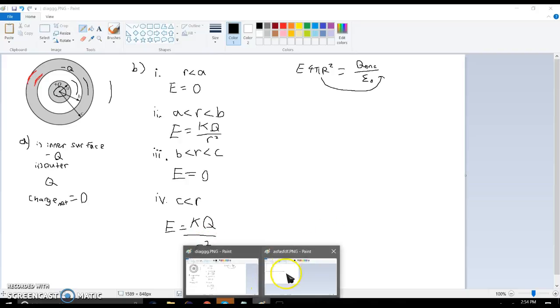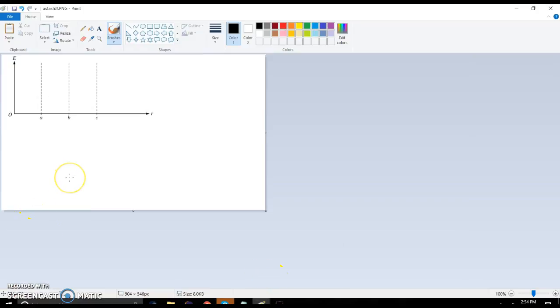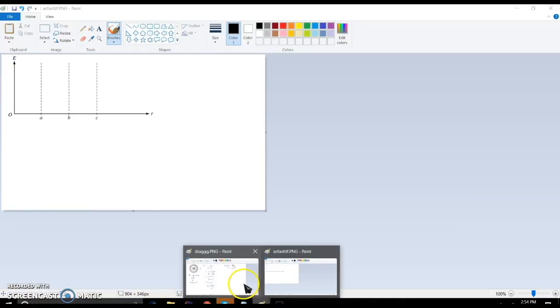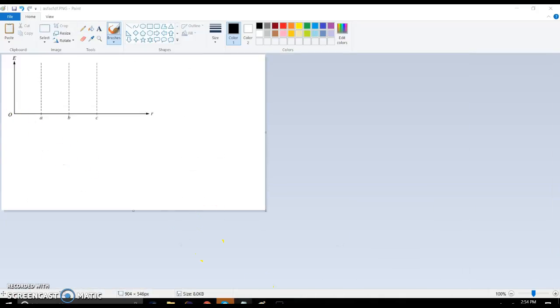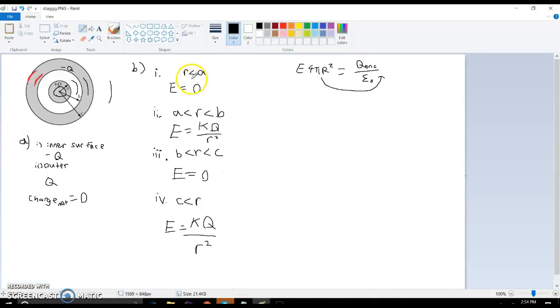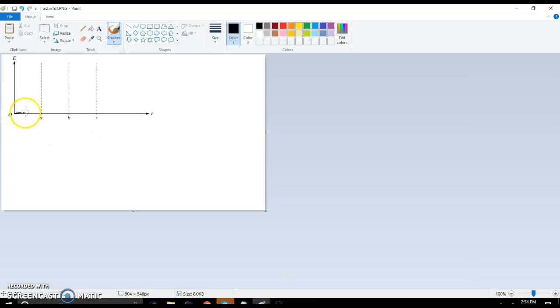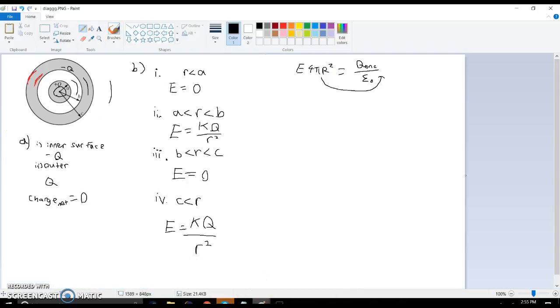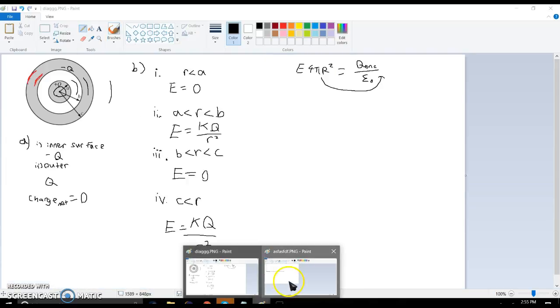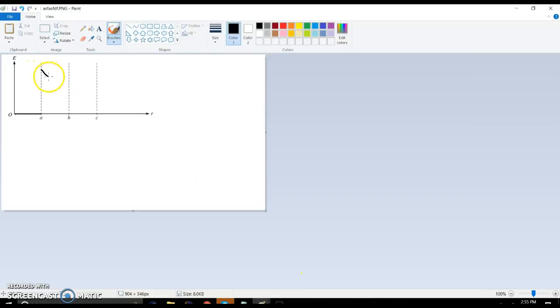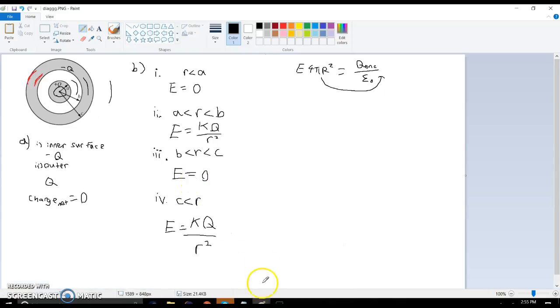Now in the next part, we have to draw a graph. So now from 0 to A, we can refer to here. From 0 to A, we already know that the E field would be 0, so it would be a line right on the x-axis. From A to B, we know it's kq over r squared, so it would look something like this, because it's an inverse square relationship. And it's 0 again from B to C.